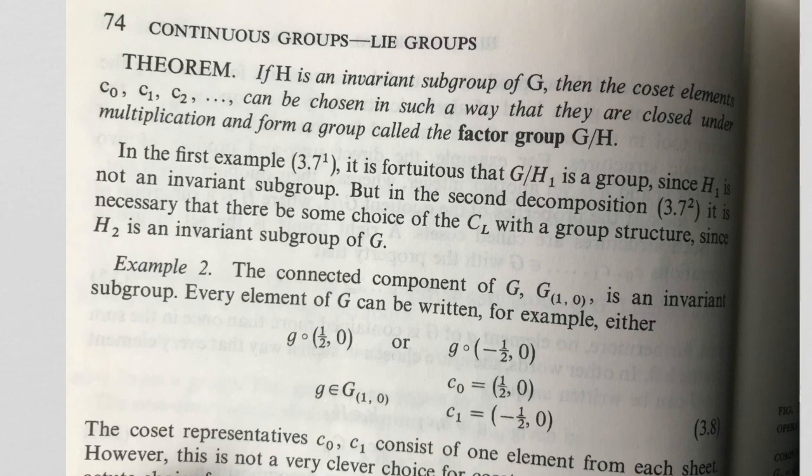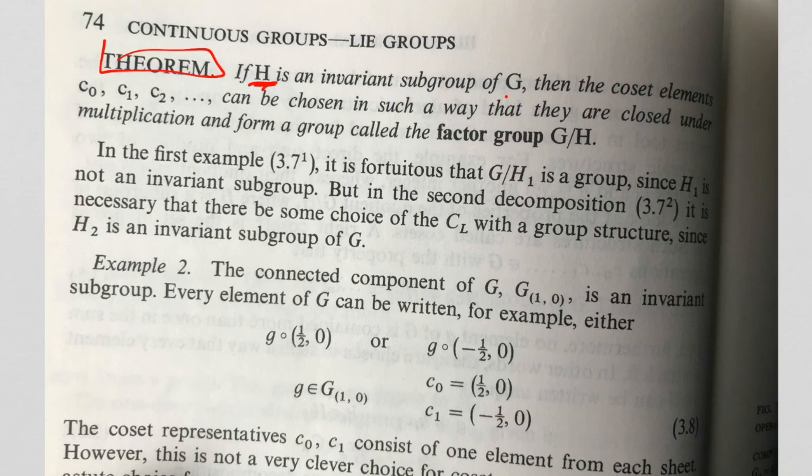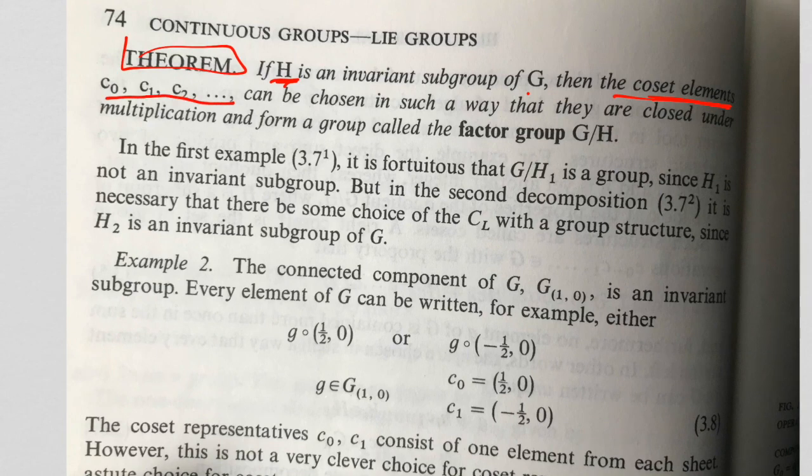Let me see where he actually says that. Yeah, here it is on the next page. This theorem right here: if H is an invariant subgroup of G, so far so good. Then the coset elements C0, C1, C2. So notice right there that's kind of weird, because it's the coset elements he's talking about.